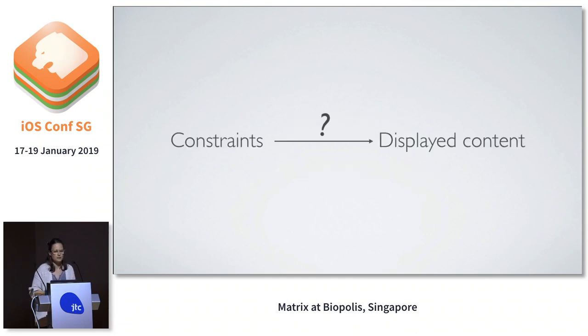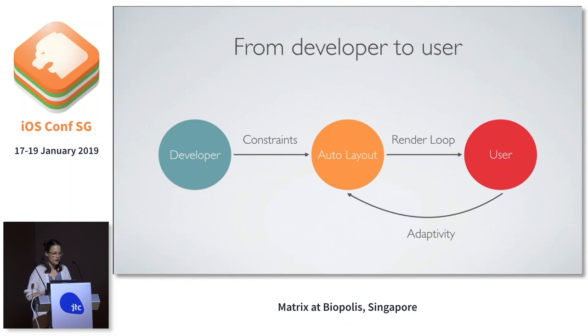So first of all, let's look at what we know about rendering views in a layout. So you know all about constraints, and then you know that at some point there are things getting displayed on the screen. So we could say constraints are the what going into this process, and the displayed content is a result of this process, but what do we know about the how in between? And so I wanted to model it this way.